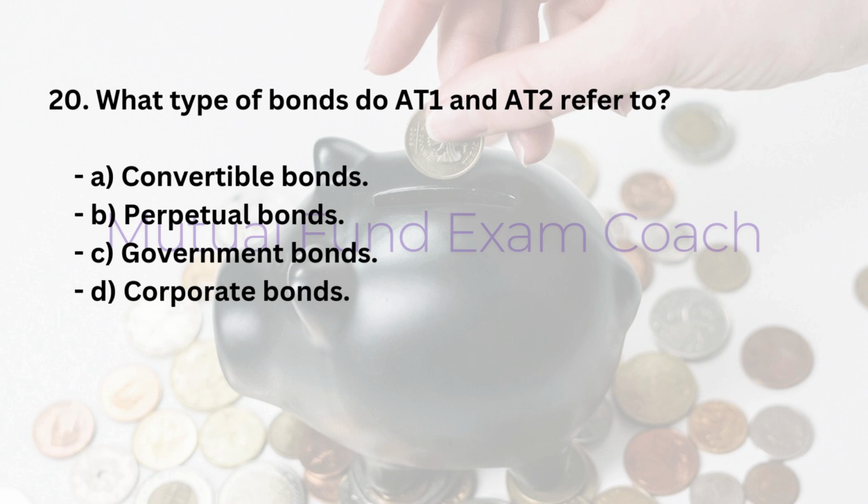20. What type of bonds do AT1 and AT2 refer to? A. Convertible bonds. B. Perpetual bonds. C. Government bonds. D. Corporate bonds. Answer: B. Perpetual bonds.